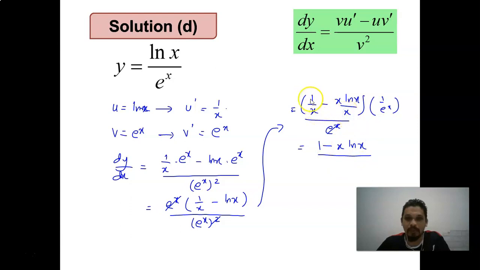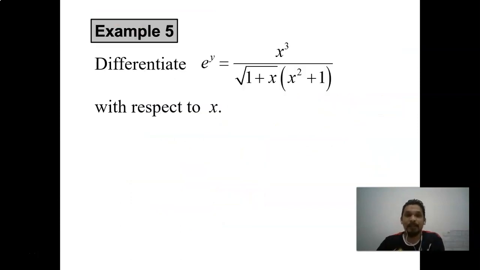Okay, for the term inside this bracket here, both with the denominators of x. So x, and then multiply with e to the power of x here. Okay, now differentiate e to the power of y equal to the function here with respect to x.